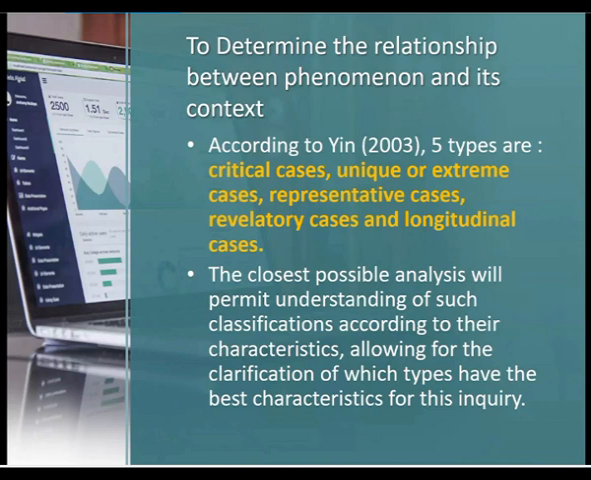Representative cases are a sort of representation of a certain scenario, to represent the construction industry, to represent the nation or something. Or revelatory, where you want to reveal something new. Or longitudinal cases. Longitudinal cases mean you study something over a period of time to get the idea. Maybe why does polio return in Malaysia or something like that. Okay.